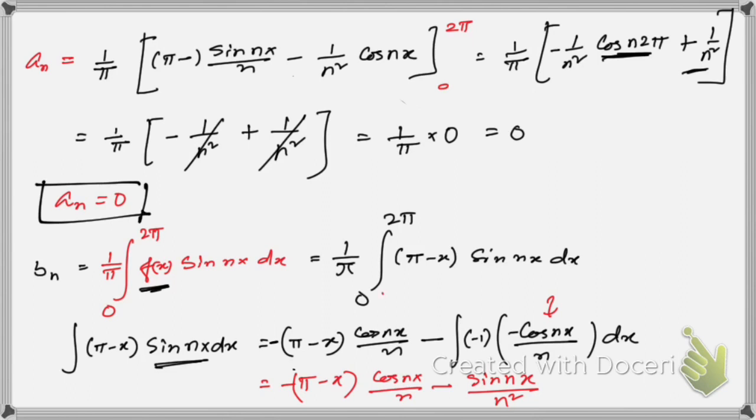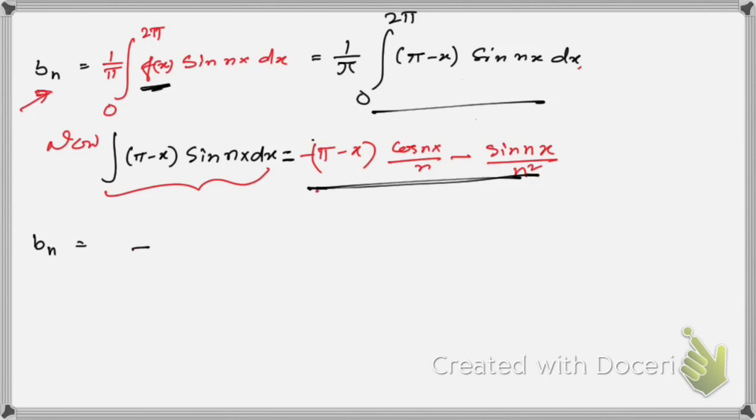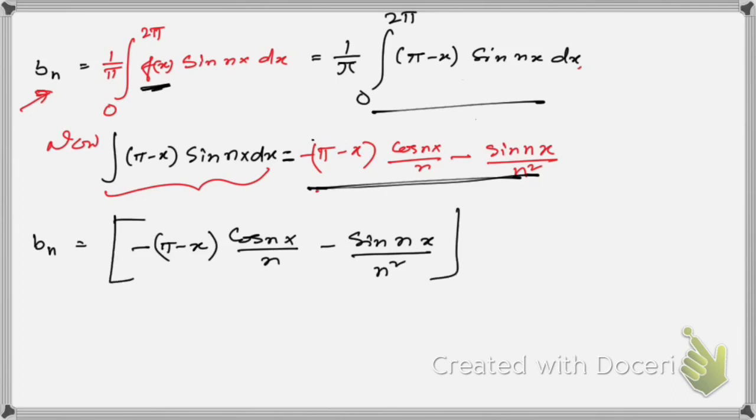Now replace this integration here. Use this result of integration with the lower and upper limits, then you will get bn. So let me copy this result first. So here is bn, and this is the result of the integral. So use this integral here. Then you will get bn is equal to minus pi minus x cos nx by n minus sine nx by n square. We are integrating from 0 to 2 pi, and here we have 1 by pi, right? So let me write it properly. This is 1 by pi into this. So now put the limits here.